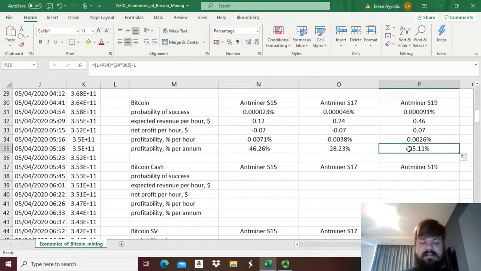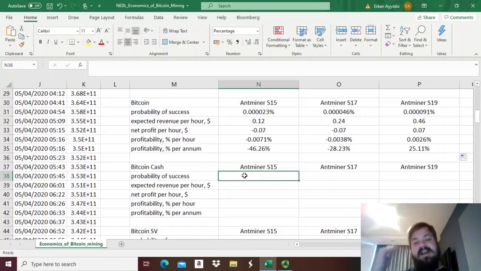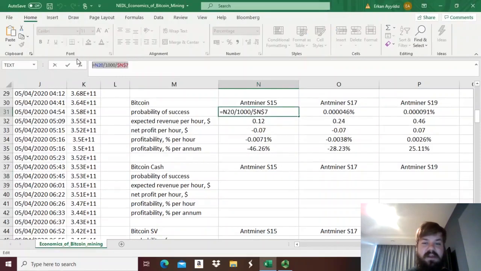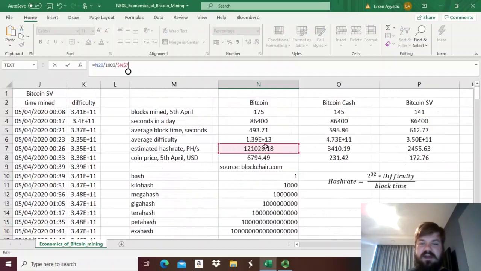And the only, again, ASIC that generates a positive internal rate of return for Bitcoin is, again, the most recent ASIC. Now we can apply the same logic to Bitcoin Cash and Bitcoin SV and see how it corresponds to the results we got for Bitcoin. So again, probability of success for Bitcoin Cash, well, we can just copy this formula, paste it here, and instead of the hash rate of Bitcoin, take the hash rate of Bitcoin Cash.